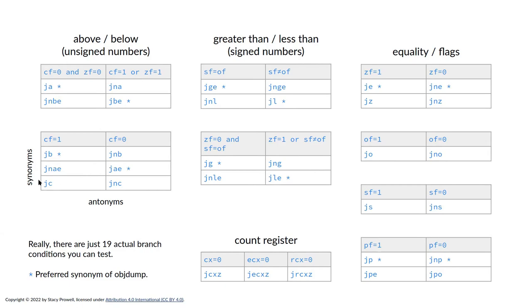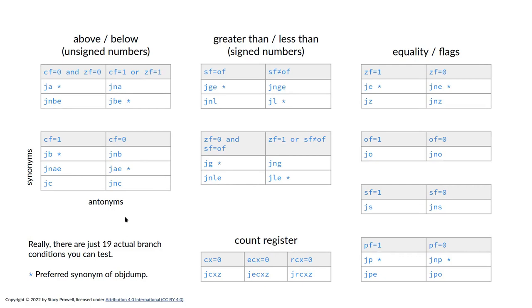Did I say jump if carry, or did I say jump if below? Well, if I said jump if carry, then later when I look at the disassembly of my code, I won't see jump if carry, I'll see jump if below. If I say jump if the carry is clear, JCC on most platforms, but JNC on the x86, I would instead see JAE, because that's the preferred synonym for objdump. And the preferred synonyms are not the same everywhere. But for objdump, these are what you'll see. They're slightly different for some other disassemblers, just the way they are.